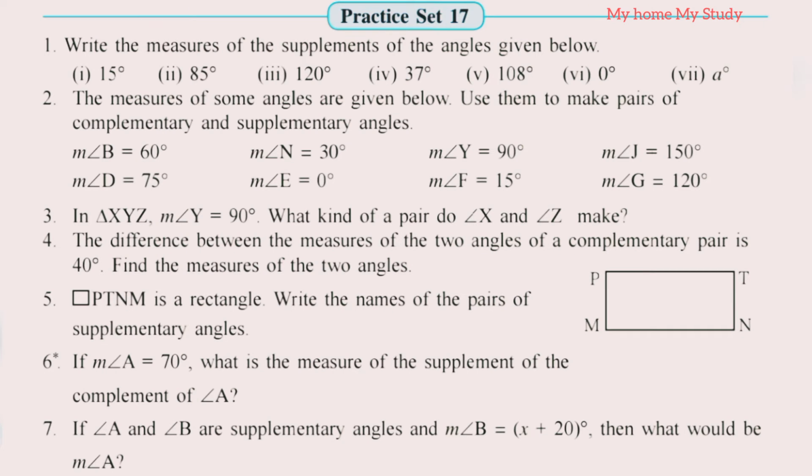Next, we are going to solve the questions from practice set number 17. First one, write the measure of the supplements of the angles given below. First angle is 15 degree. Second angle is 85 degree. Third, 120 degree. Fourth, 37 degree. Fifth one, 108. Sixth one, 0 degree. Seventh one, 8 degree, and so on.